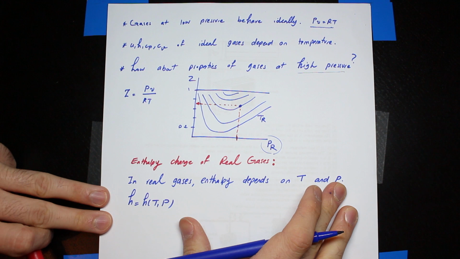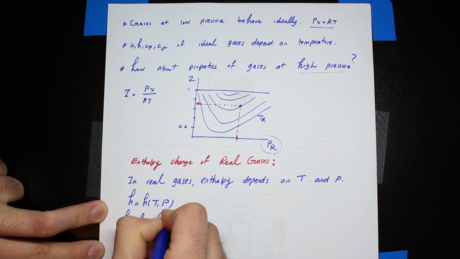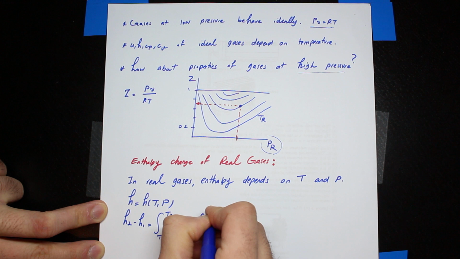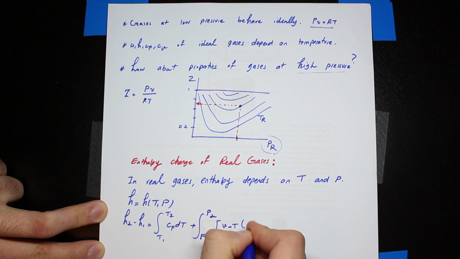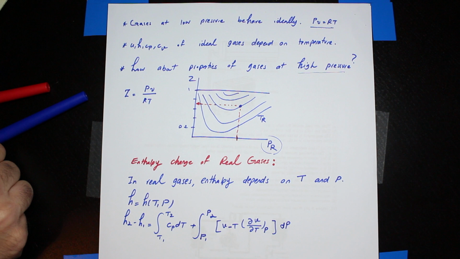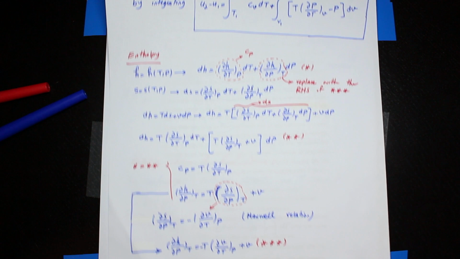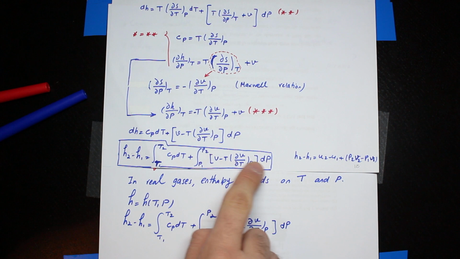Okay. So earlier we learned that H2 minus H1 is equal to the integral of Cp dT from T1 to T2 plus the integral from P1 to P2 of V minus T times partial V, partial T at constant pressure, dP. So this is what we learned earlier. So this equation is in fact coming from our discussion about enthalpy, and this equation that I just wrote comes from here. So you should have these notes and exactly the same equation we have it here.